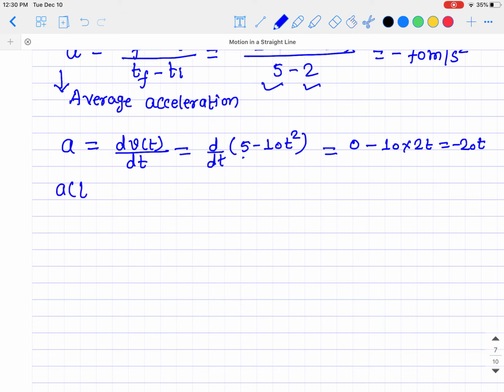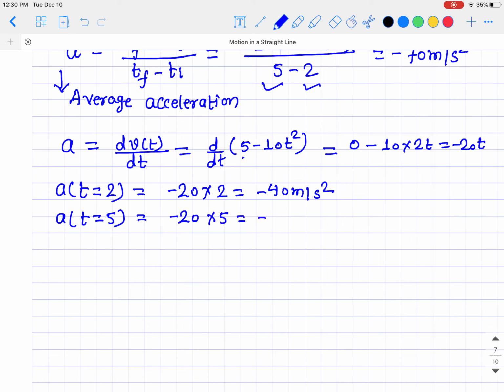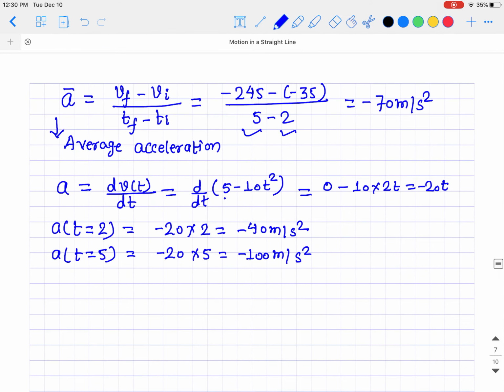And now, let's put in the different times. At time equals 2 seconds, we'll get minus 20 times 2, and this will be minus 40 meters per second squared. And now at time t equals 5 seconds, it will be minus 20 times 5, which will be minus 100 meters per second squared.